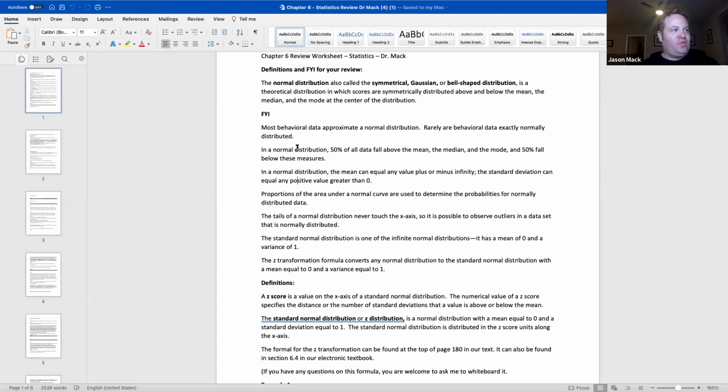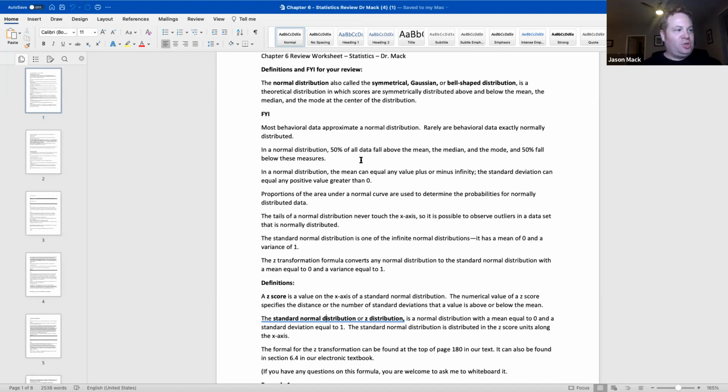In a normal distribution, 50% of all data fall above the mean, the median, and the mode, and 50% of the data fall below these measures. In a normal distribution, the mean can equal any value plus or minus infinity. The standard deviation can equal any positive value greater than 0. Proportions of the area under a normal curve are used to determine the probabilities for normally distributed data. The tails of a normal distribution never touch the x-axis, so it is possible to observe outliers in a data set that is normally distributed.